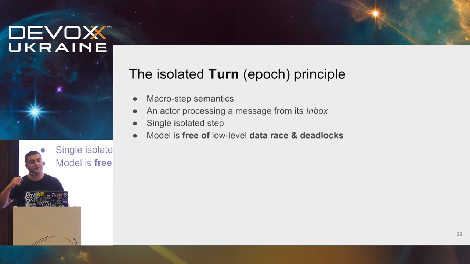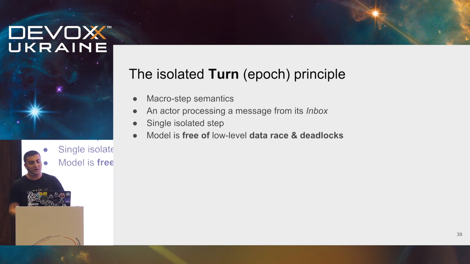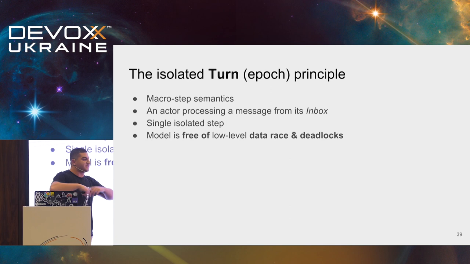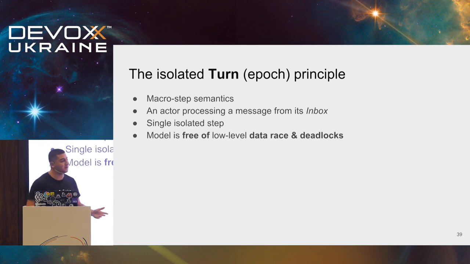And after that, we have the isolated turn principle, which is the idea of micro-step semantics, which gives the actor the notion of, how do we call that? A single isolated state. So you can change your state and send messages without caring about data races or deadlocks in your code, okay? Which is pretty fun. You can't do that with mutexes and semaphores.